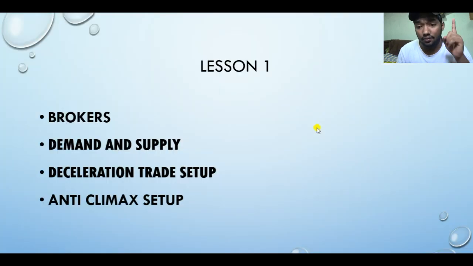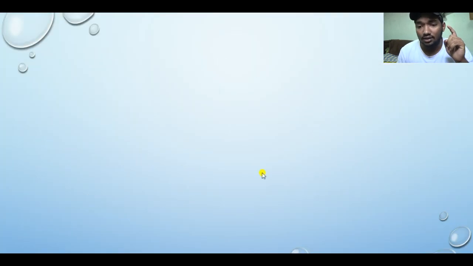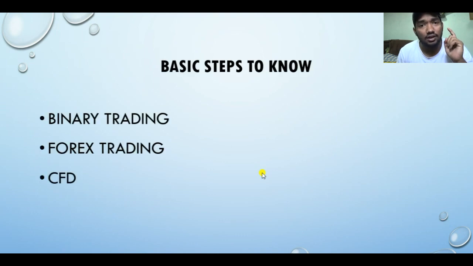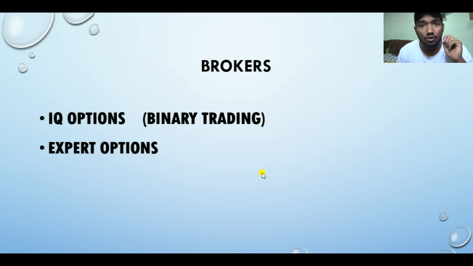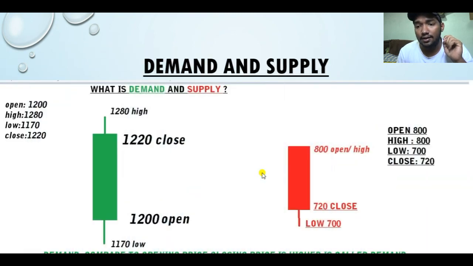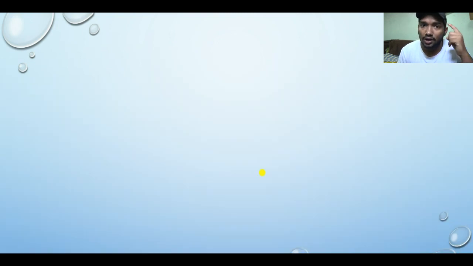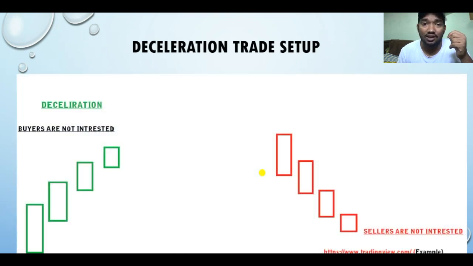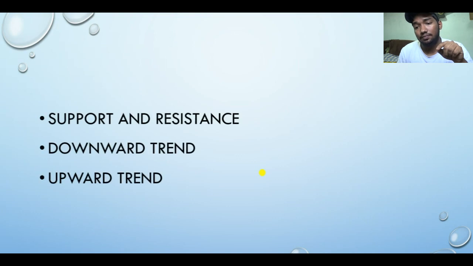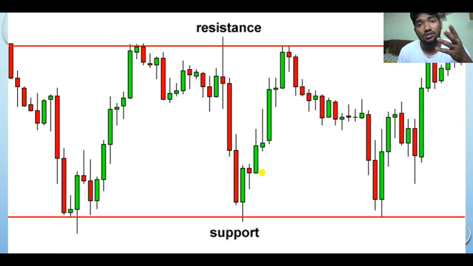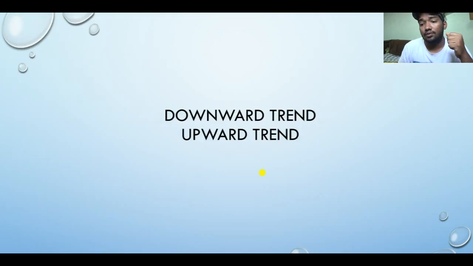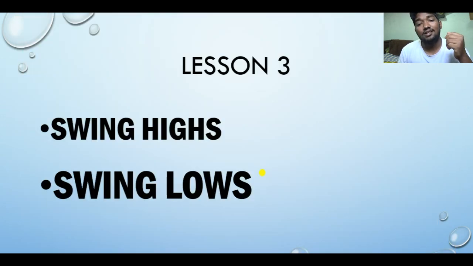We have covered from lesson number 1, brokers, demand, supply, and the basic steps of binary, forex, CFD, brokers, IQ Option, and MT4, MT5, and demand and supply. What is demand and supply? If I ask that question, you should be able to answer it because it should be in your mind. Please go and watch that lesson. Then the trade setup, which is very important, we'll be learning in lesson number 3. And support, resistance, upward and downward trend are some of the examples we have seen today. In lesson number 3, swing highs and swing lows, we will see in the next video.